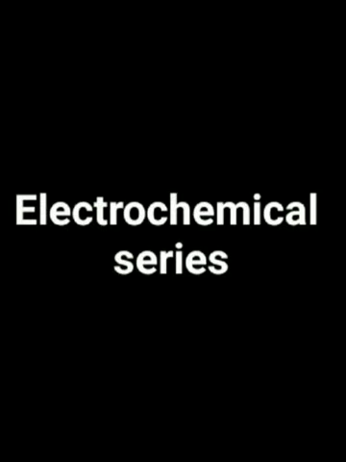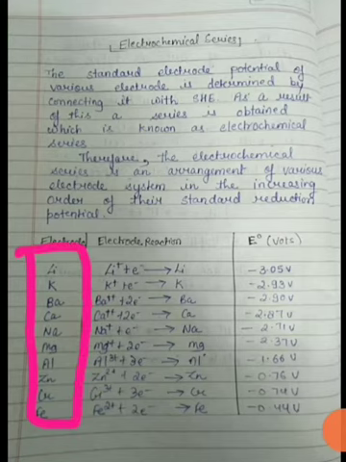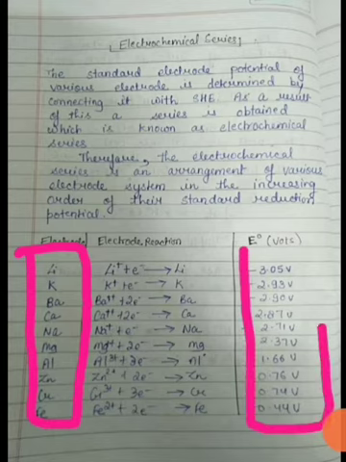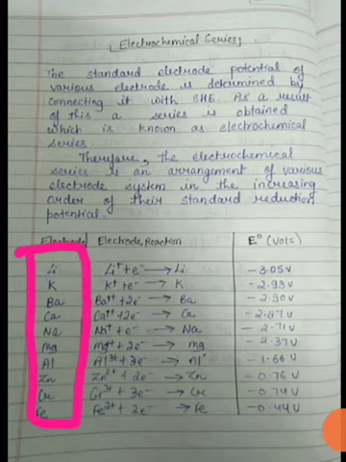Today we have discussed the electrochemical series, and this is nothing but simply the arrangement of various electrodes. You can look here, the electrodes are in increasing order of their standard reduction potential. And what we have seen in their characteristics, there are some 5-6 points.